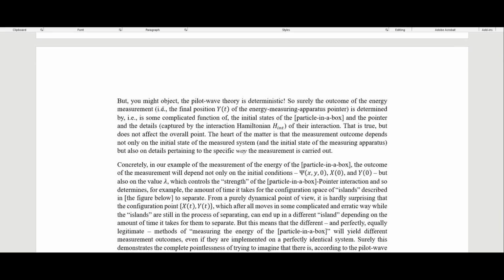But anyway, to continue on here: but you might object, the pilot wave theory is deterministic. So surely the outcome of the energy measurement, so the final position here, so this is our pointer on our measuring device, the final position y of t of the energy measuring apparatus pointer is determined by, i.e., is some complicated function of, the initial states of the particle in a box and the pointer and the details captured by the interaction Hamiltonian of their interaction. That is true, but does not affect the overall point.